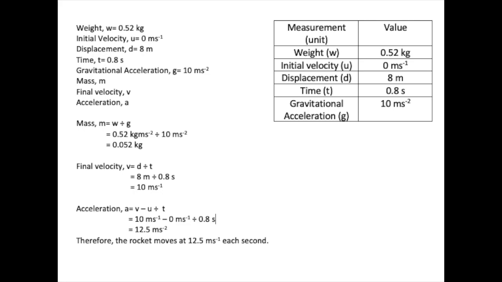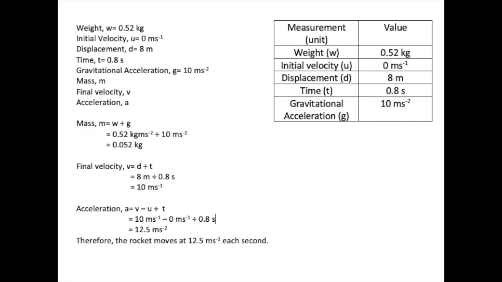So next we need to find mass M. How to find mass? You need to use the formula of weight divided by g, the gravitational acceleration, which has a value of 10 meter per second per second. So we insert the data into the formula, and the final result we will get is 0.052 kilogram. So the mass of the rocket is 0.052 kilogram.